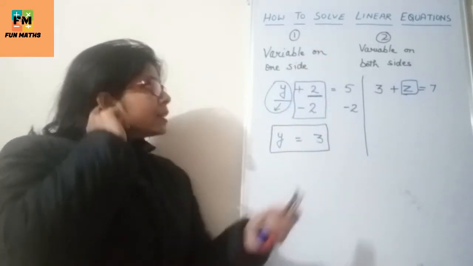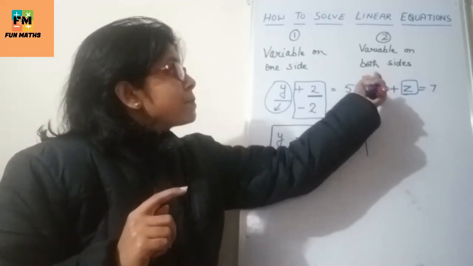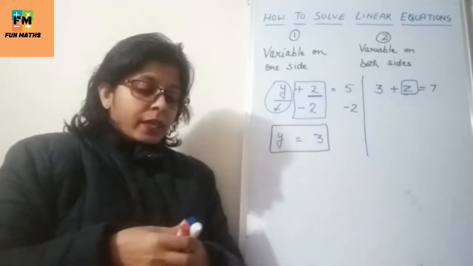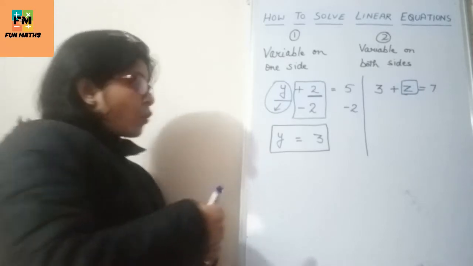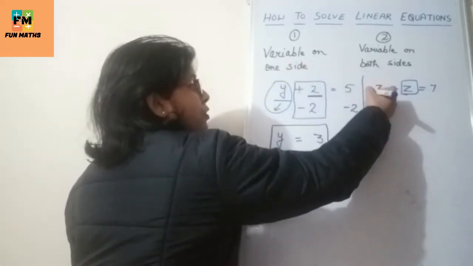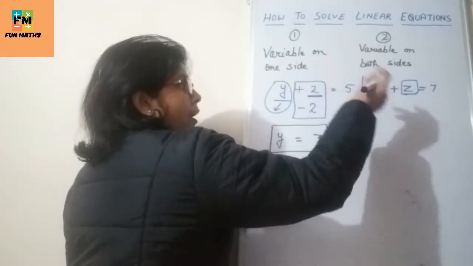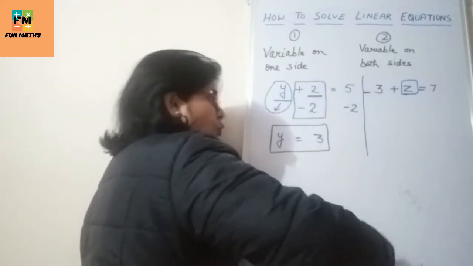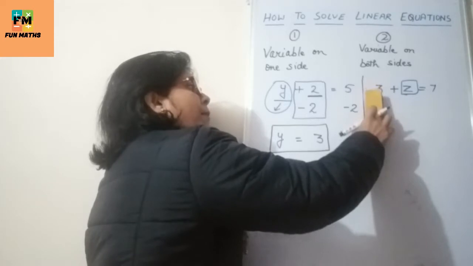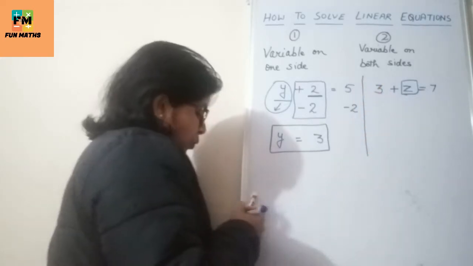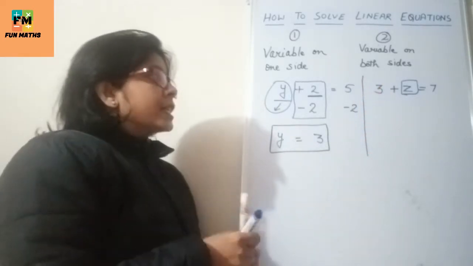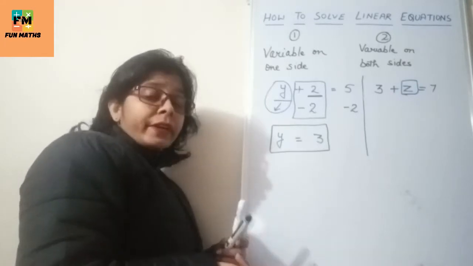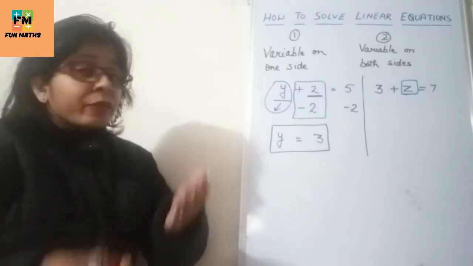So, if you see, this 3 has been added with z, alright? You please don't forget that you are going to see the sign which is before the number, not after the number. Here, as you can see, there is no sign. So, we know the hidden sign over here is plus, right? So, 3 has been added to z.